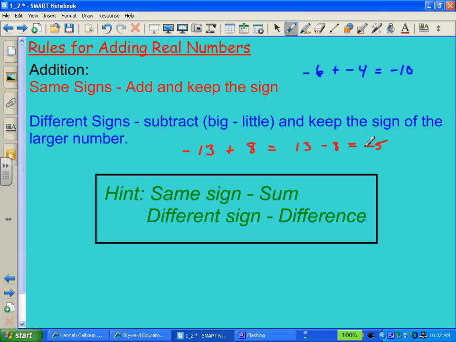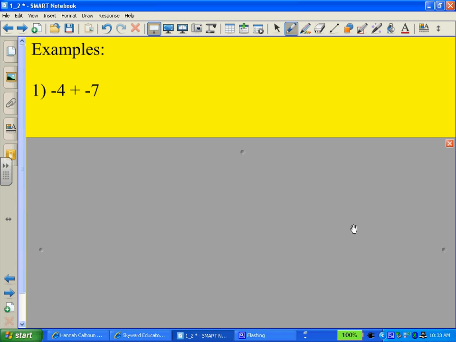To kind of sum that up, something you can remember: same sign, sum. So if they have the same sign, add them. That's what sum means. Different sign, difference. They have a different sign, subtract them. Keep the sign of the bigger number. And if you can remember these rules, it'll be really helpful as you add and subtract, especially as we get into a little bit more difficult problems. Same sign, sum, different sign, difference.